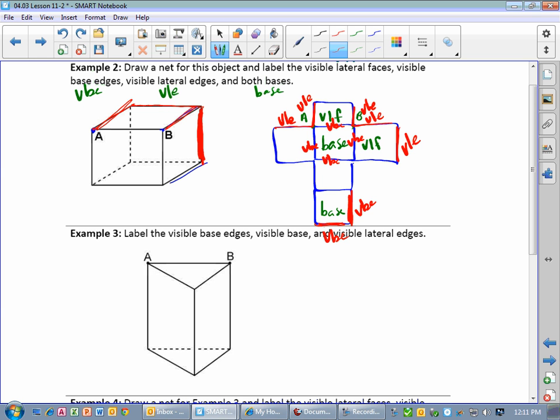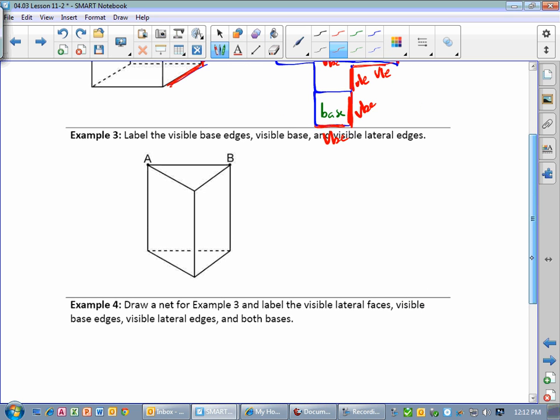Don't see anything else. No. What about this right here? Where is that going to be? That would be on right here off this side, right? So that's a visible lateral edge. And where the bottom meets it, that's a visible lateral edge. So on the net, it appears we have more labeled than in our three-dimensional figure. But the reality is it's because these rectangles meet up to form the three-dimensional figure. Every time we have one lateral edge, we really have two things over here labeled. Every time we have a base edge, we really have two things over here labeled, because the edge is formed by the sides meeting up. That's what makes the edge.